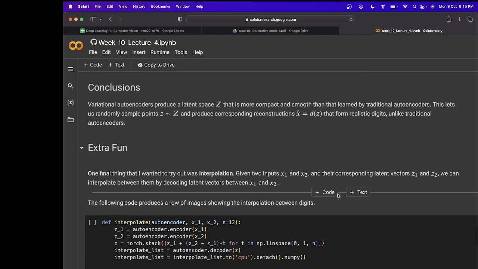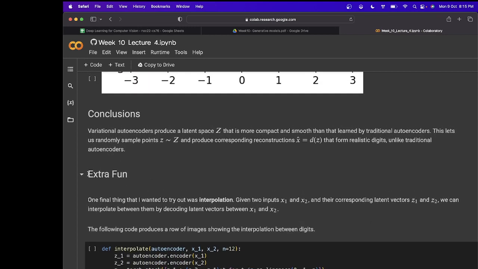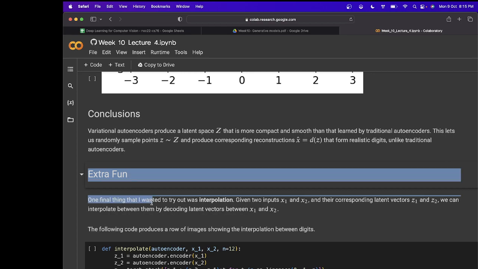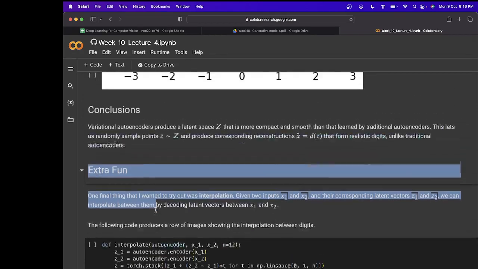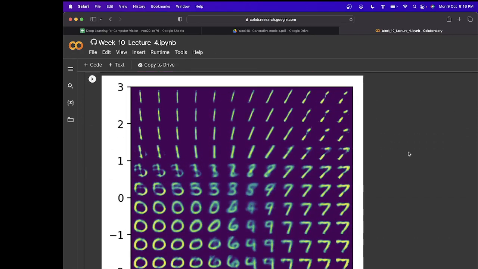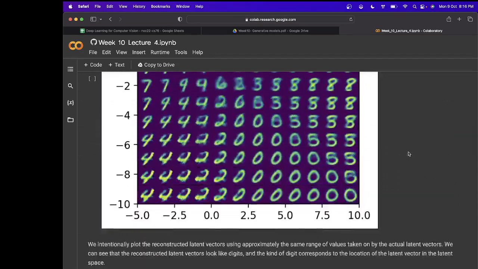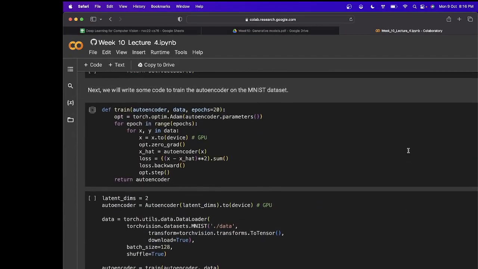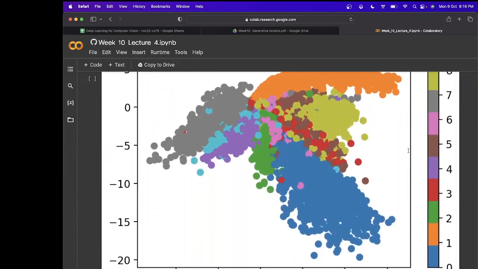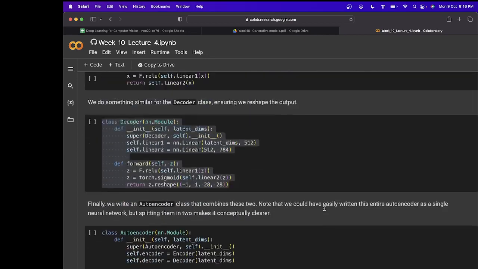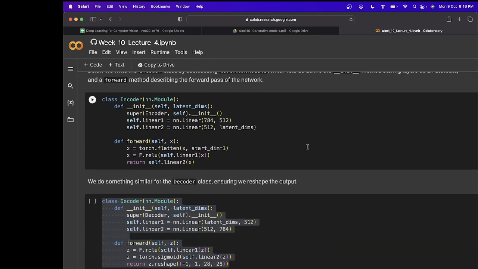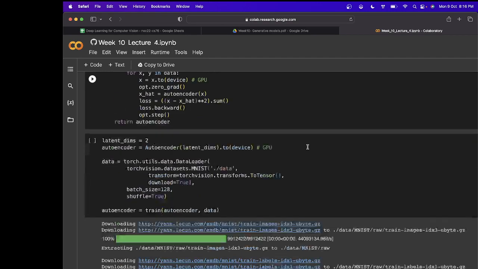So there is an extra fun section. This is for you to have fun with all these assignments. This notebook I'll share with you. Please go through it and play around with it. Especially in generative modeling, I think it's a good idea to play around with these codes. Remember, they are very vanilla sort of autoencoders and variational autoencoders.